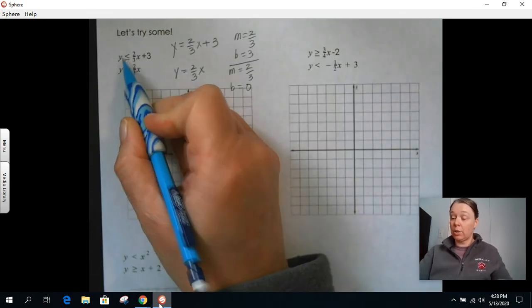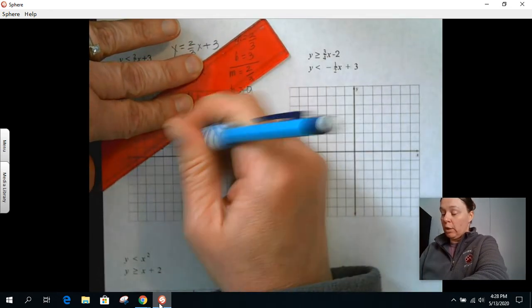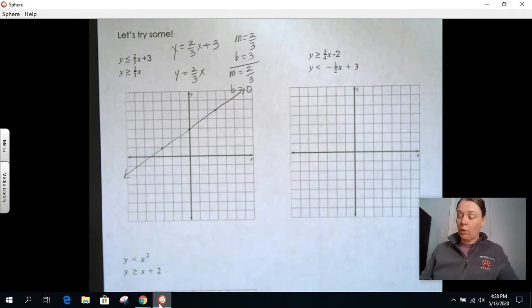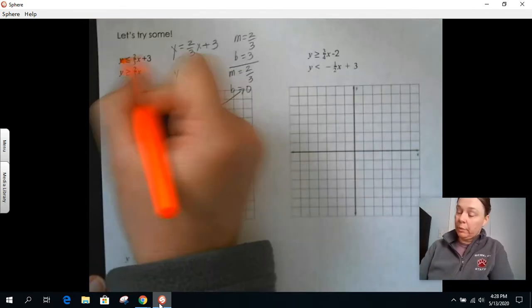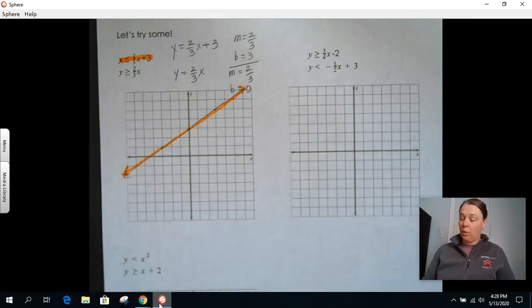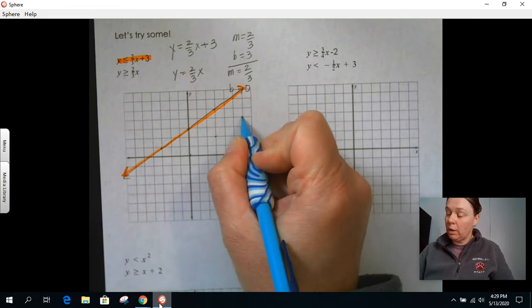Solid, right? Both of these are solid lines. We don't have to worry about screwing this up. I'm always worried it's supposed to be dashed, and I forgot to make it dashed. Okay, so that's my first one. And then my second one starts with a y-intercept of 0 and is up 2/3.